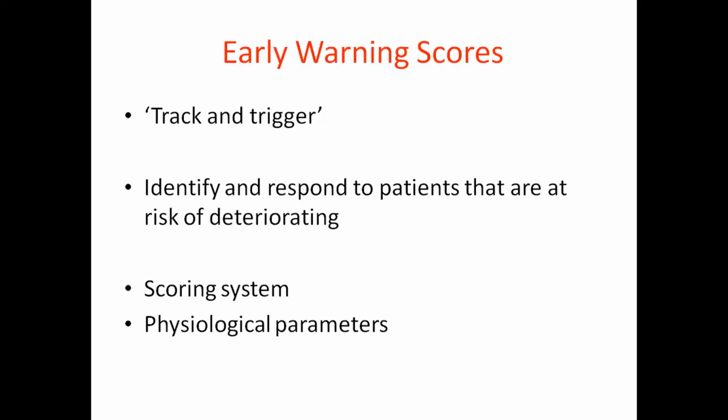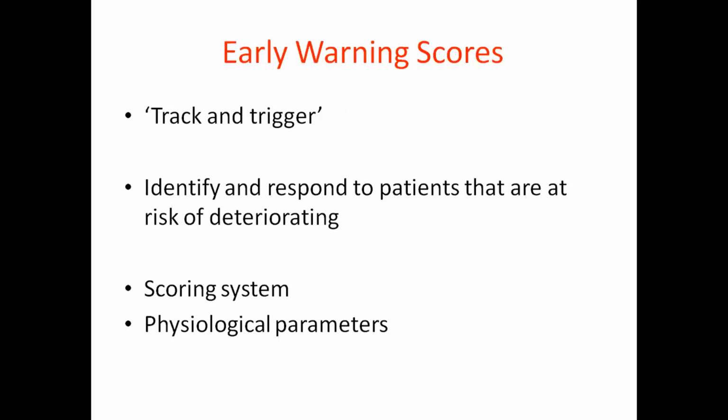So just a little bit about early warning scores at the beginning. These are track and trigger scores. In essence, they're tracking physiological parameters, and when the parameters deteriorate in either way, they trigger a response by generally ward and nursing staff. The aim of these is to identify and respond appropriately to patients at risk of deteriorating.